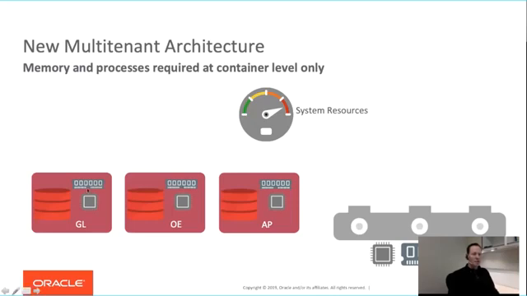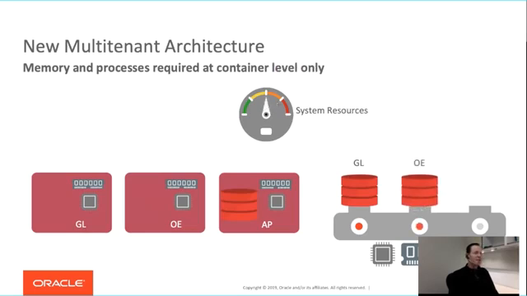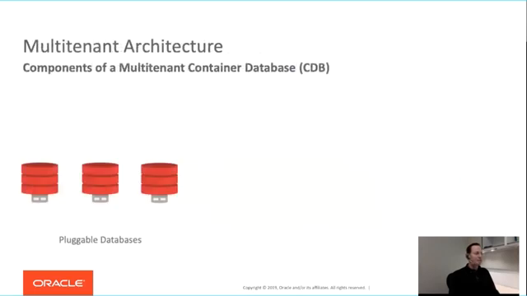So starting in 2013, originally announced, I believe, at Oracle Open World in 2012, was this new multi-tenant architecture of the database, where memory and processes are only at something called the container level. And this set of processes and memory is shared by something called pluggable databases. So when you utilize this architecture, you can plug in many of these pluggable databases and use fewer system resources, allowing you to add more databases.